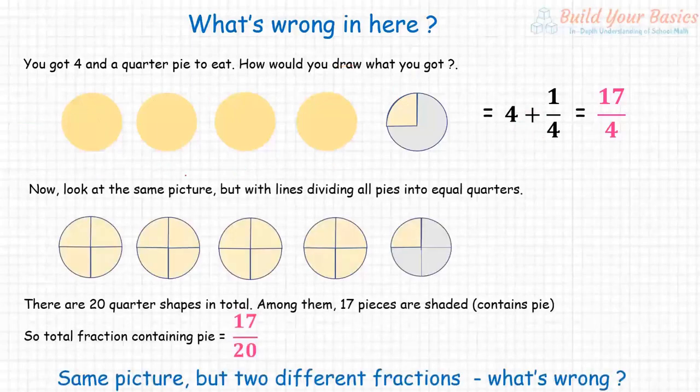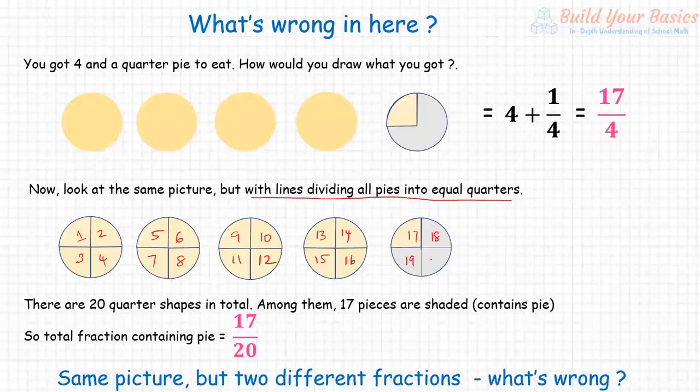Okay. Now look at the same picture, but with the lines dividing all the pies into equal quarters. The same picture, but now I have put some extra lines. So now what I can say is, if you see, this is 1, 2, 3, 4. Like that I have 5 pies. Let me put the numbers just for clarity: 5, 6, 7, 8, 9, 10, 11, 12, 13, 14, 15, 16, 17, 18, 19, 20. Correct? So there are 20 quarters.